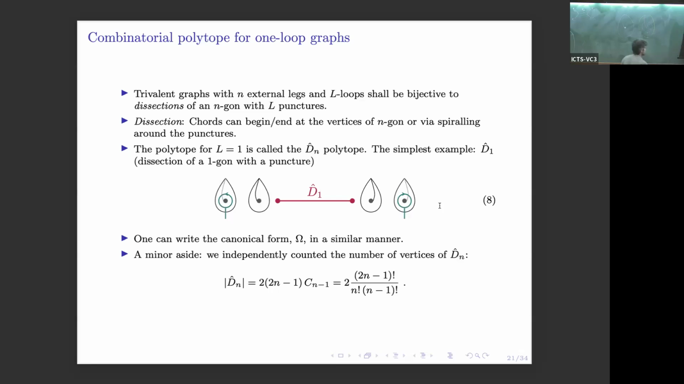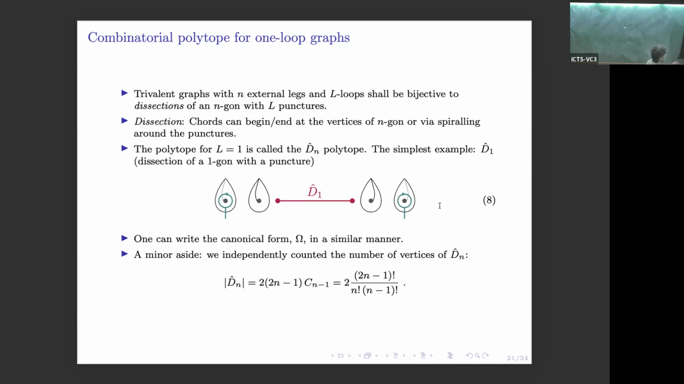There are subtleties in such a way that chords can begin or end at the vertices of the n-gon or spiral around the punctures, okay? So it can spiral around like this, or it can spiral around like this, okay? So there are 2 dissections in this case, okay? Oh, no, that's infinite. That is just the case. It's like the orientation, whether it spirals clockwise or anti-clockwise. Is this only for one loop?